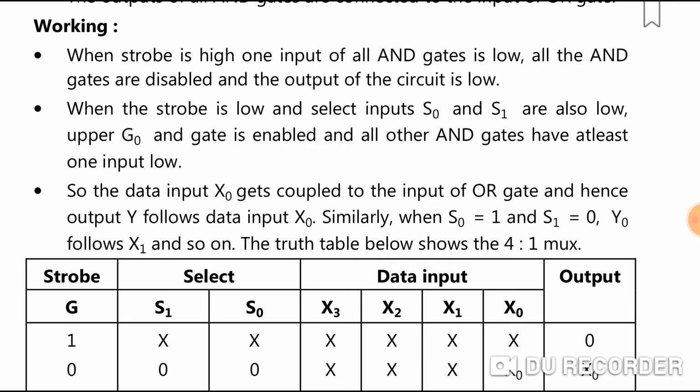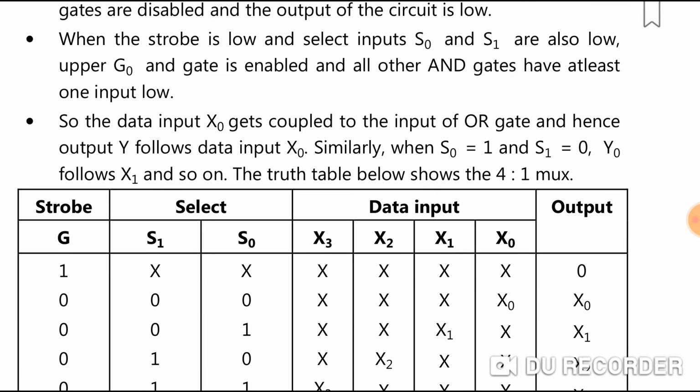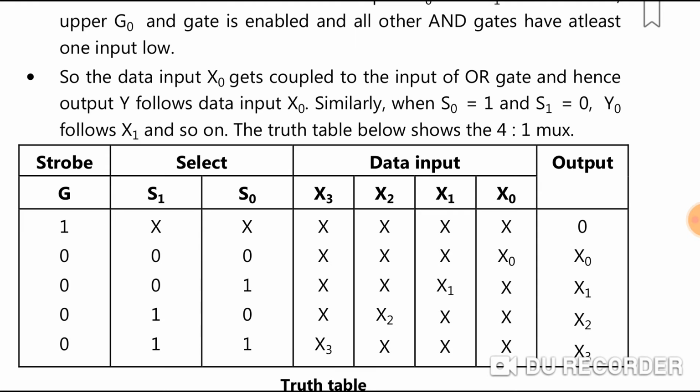So, working. When strobe is high, one input of all AND gates is low. All the AND gates are disabled and the output of the circuit is low. When the strobe is low and the select inputs S0 and S1 are also low, the upper AND gate G0 is enabled and all other AND gates have at least one input low.